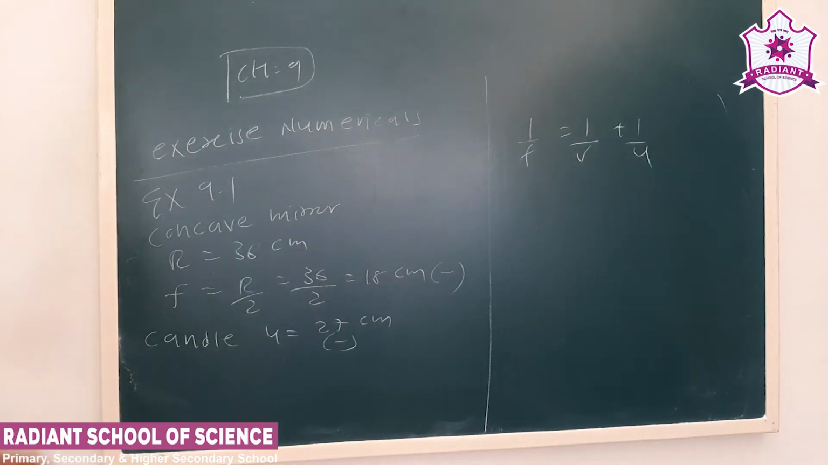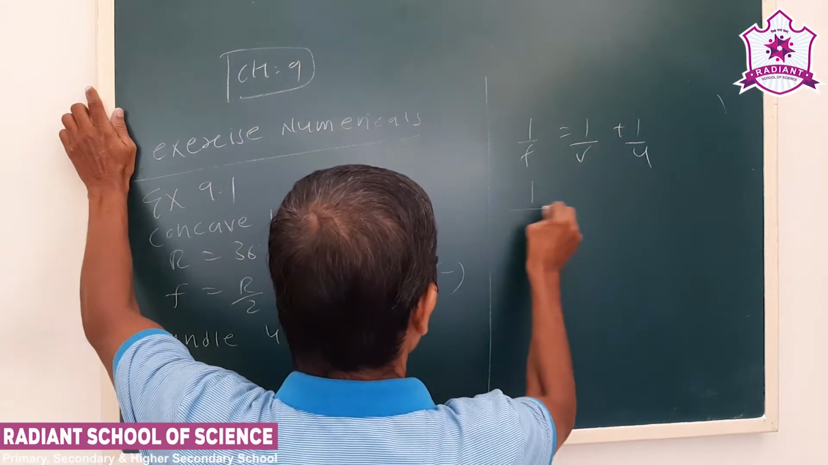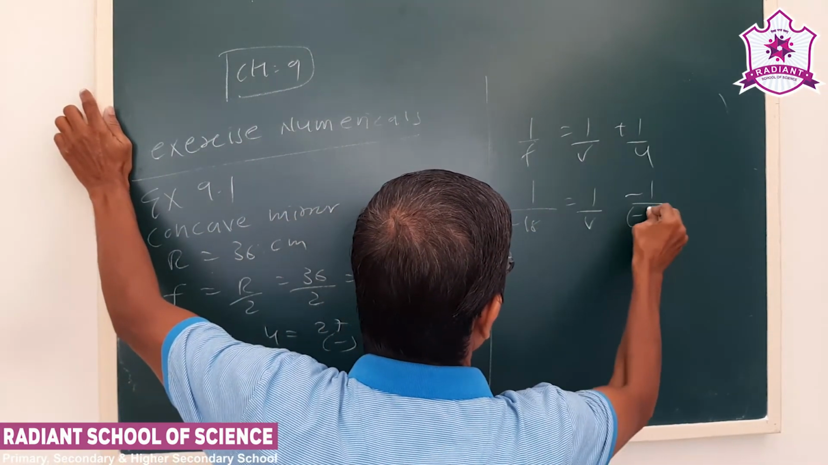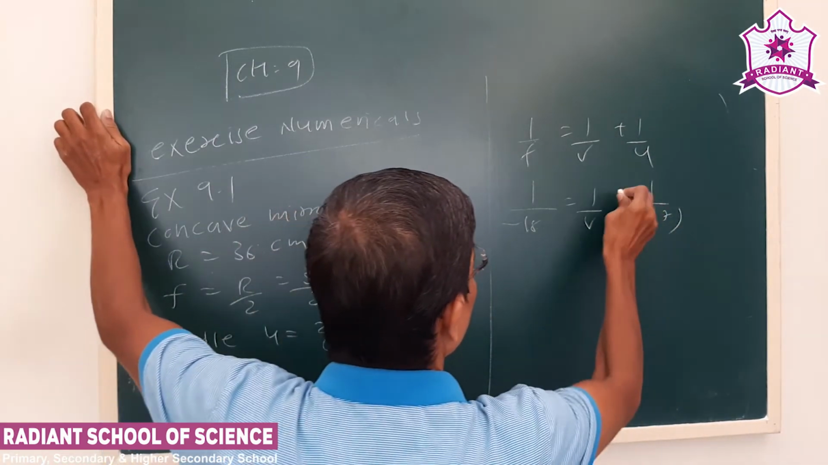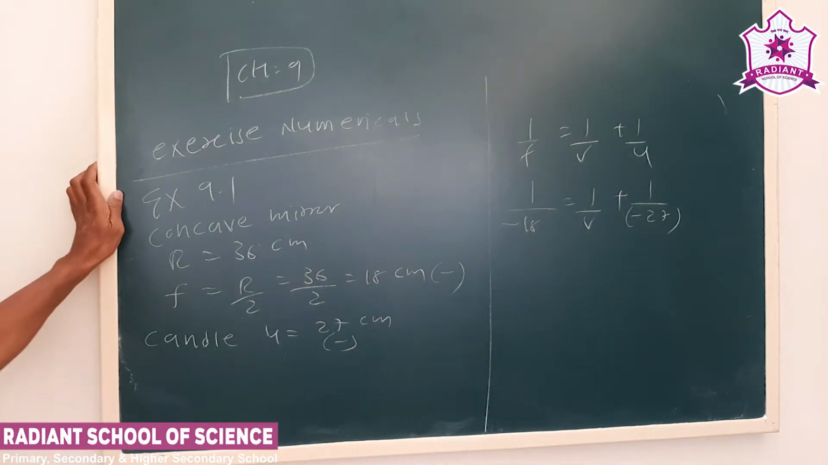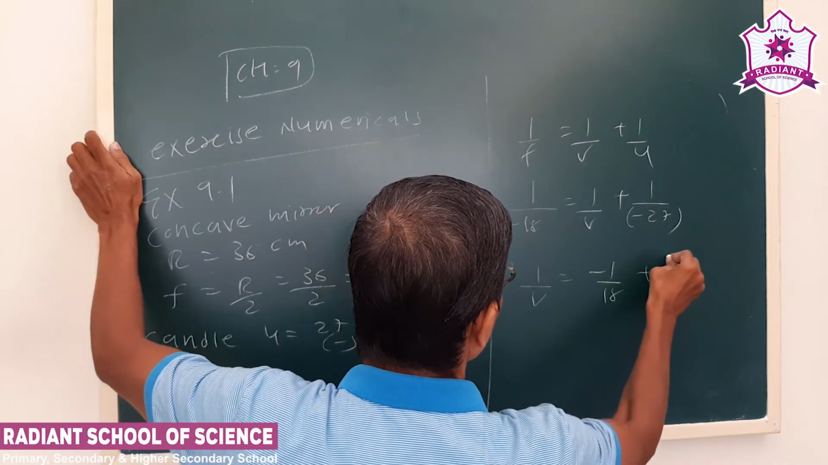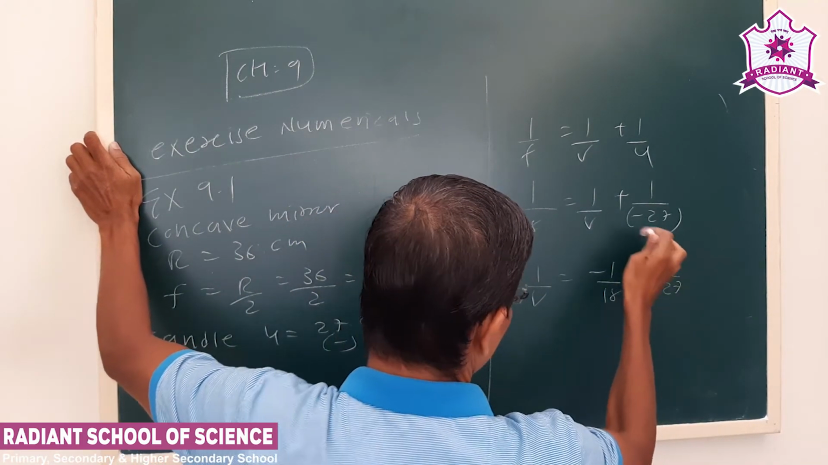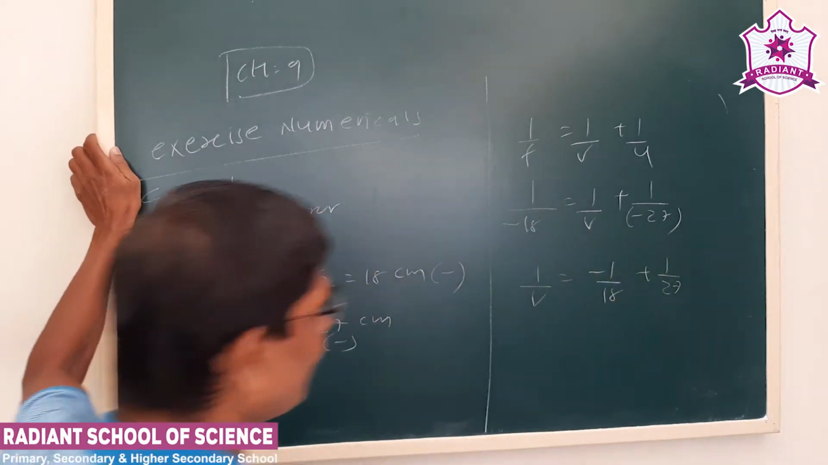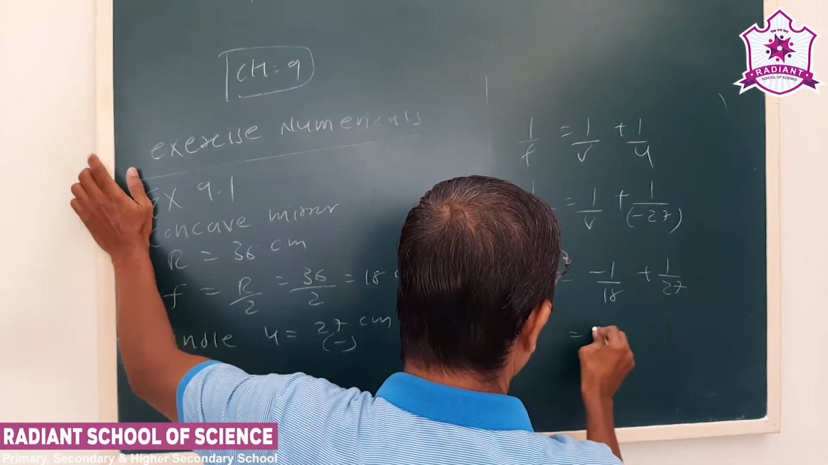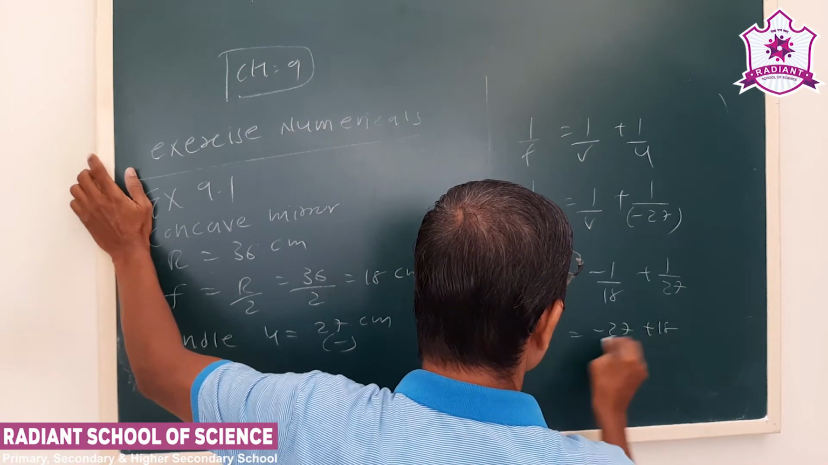Now we try to simplify. 1 upon v is minus 1 by 2. So this has become negative, so on the right hand side it will become positive. Okay, so now minus 27 plus 18.